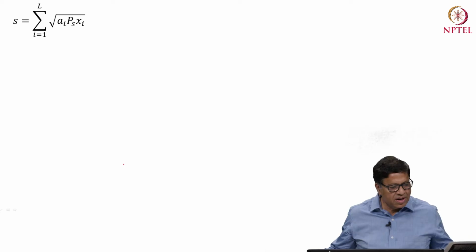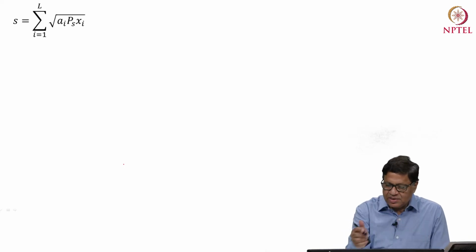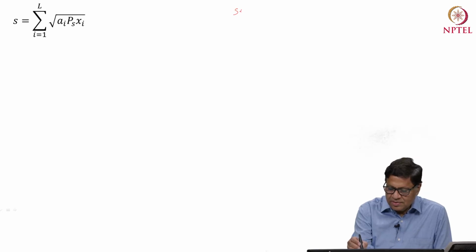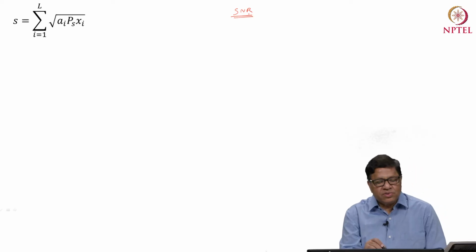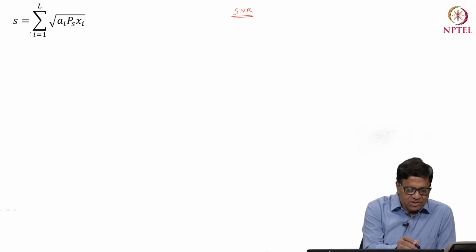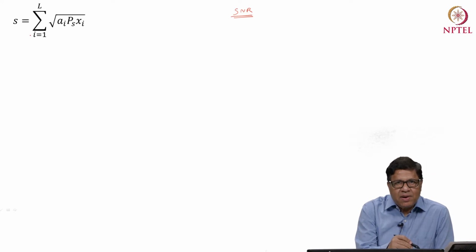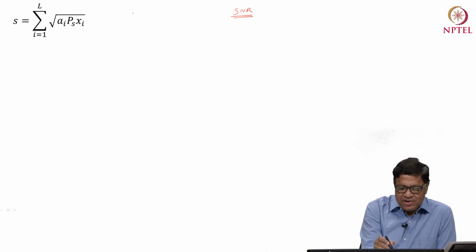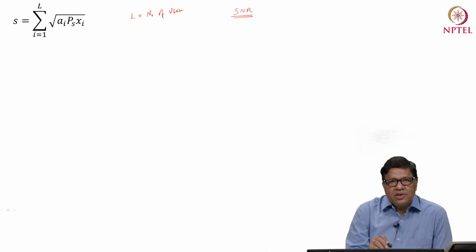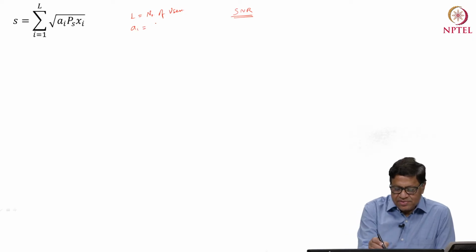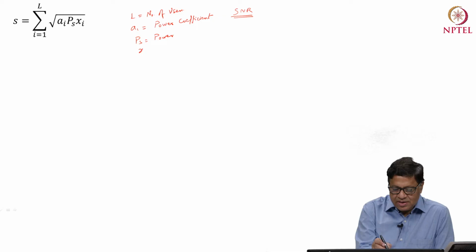So now let us try to understand SNR analysis for NOMA signal. Calculation of signal to noise ratio for NOMA signals. So now at the superposition point, that S, where all the powers are combined, is given by i equal to 1 to L, where L is number of users, and each user is given some power, which is defined by the power coefficient AI. AI is the power coefficient, and PS is the power, and XI is the data of the ith user.